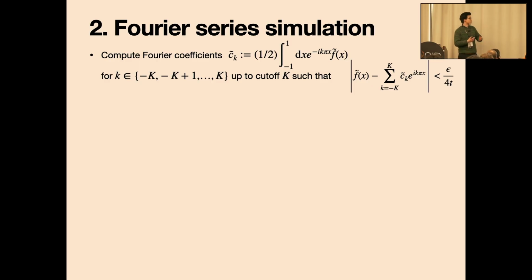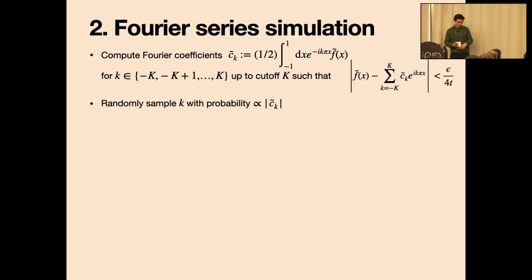Then we just calculate classically the Fourier coefficients c tilde k of this function f, and we do it up to some cutoff number k, because a Fourier series has an infinite number of terms, so we can't do all of them. We do it up to some cutoff number k, such that this Fourier series up to k still simulates the right function with some error epsilon over 4t, which is chosen for technical reasons.